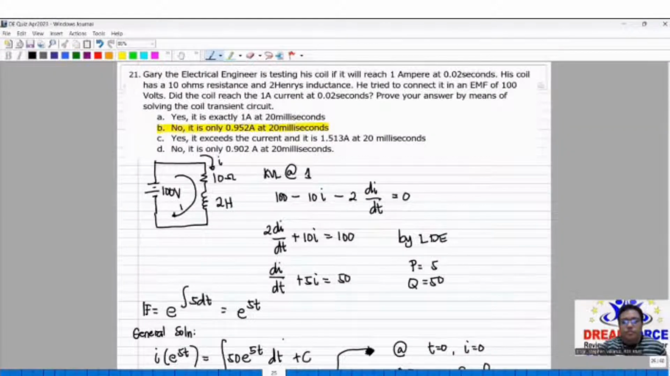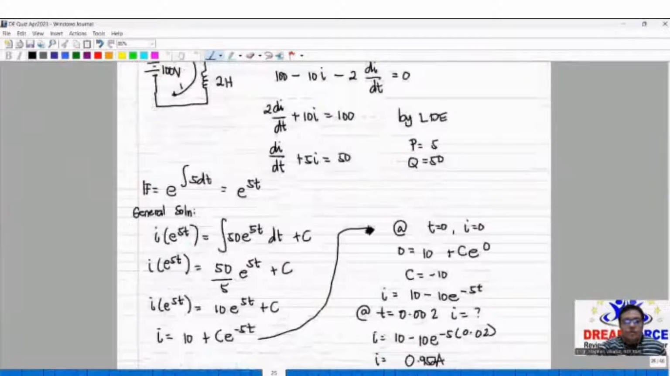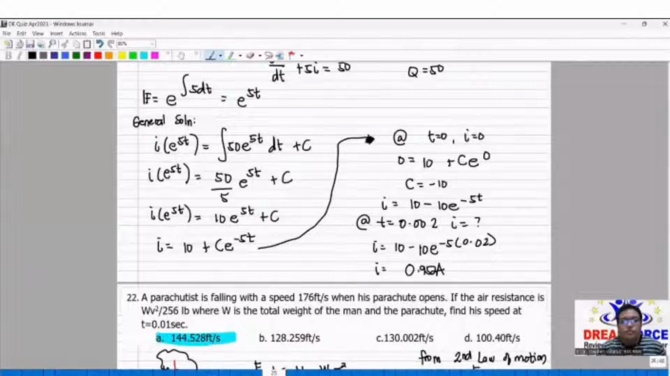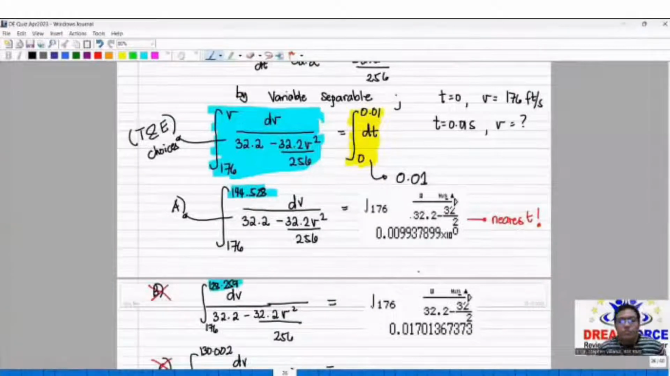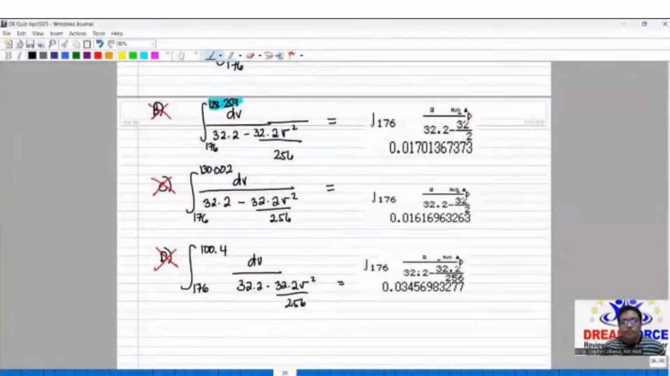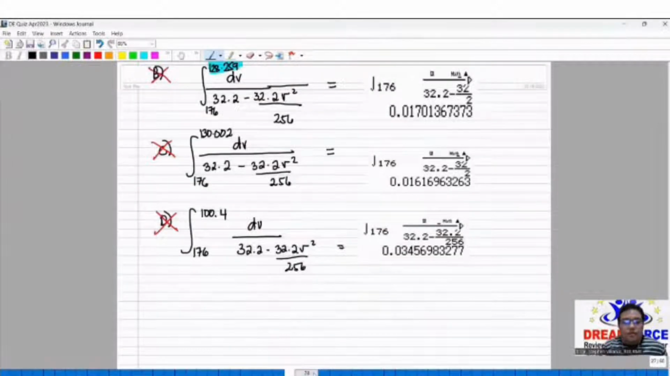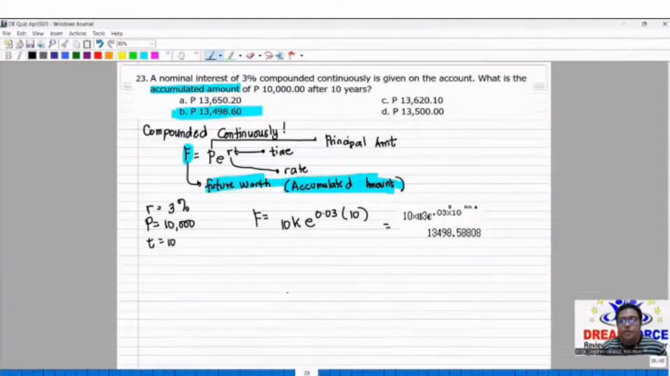21, boy, part 1. Next, part 2. Okay, next tayo, number 22. Part 1. Apple. Apple yung sagot. Next, part 2. Next, part 3. Okay, next, number 23. Boy, part 1. Next, number 24, dog.